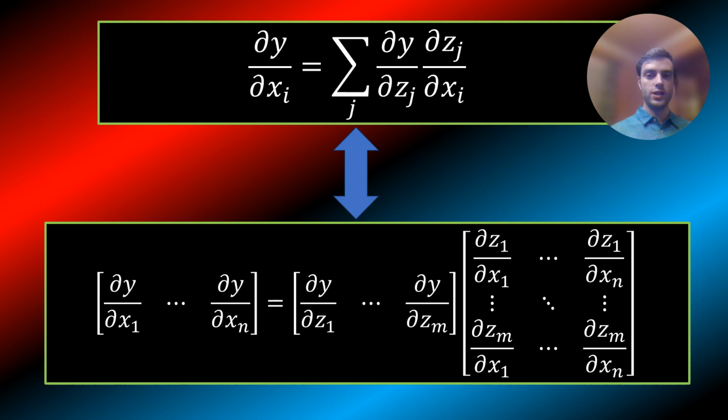So whenever we have a summation of two things multiplied together, we can do matrix multiplication. So here we have the equivalent form of our summation in matrix form below, where we expand it into a row, and we multiply the row vector by the Jacobian matrix, the partial derivative of z with respect to x. That forms the Jacobian matrix on the right, and the result is a row vector.